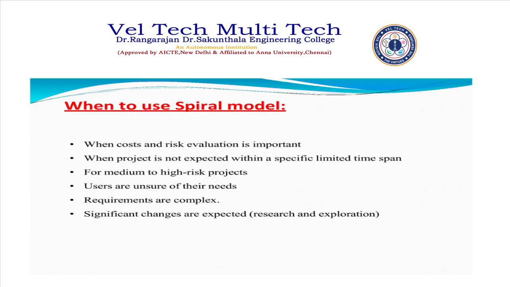When to use the spiral model? When cost and risk evaluation is important. When the project is not expected within a specific limited time. For medium to high risk projects, when users are unsure of their needs, requirements are complex, and significant changes are expected, that is, research and exploration.